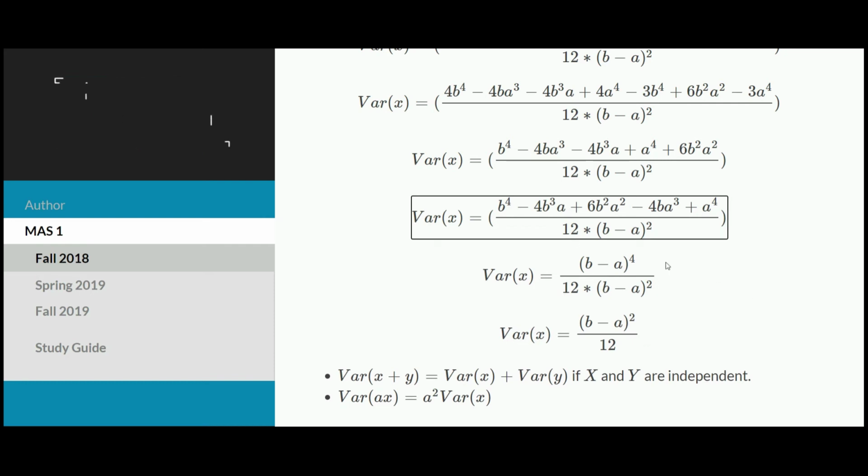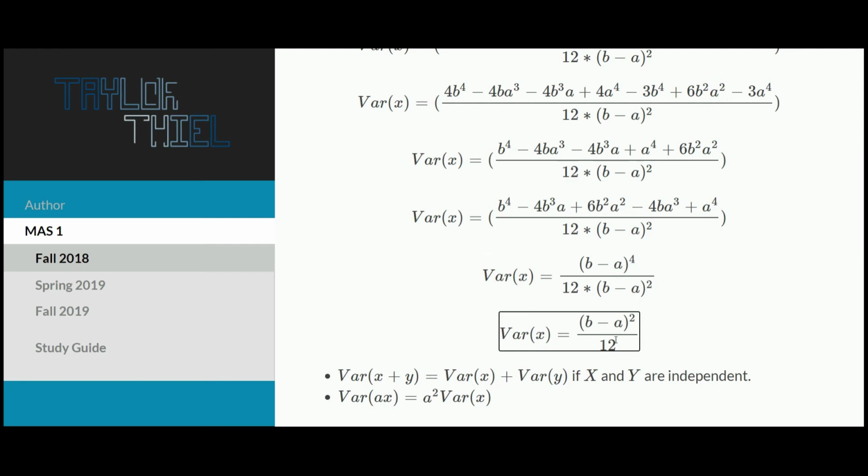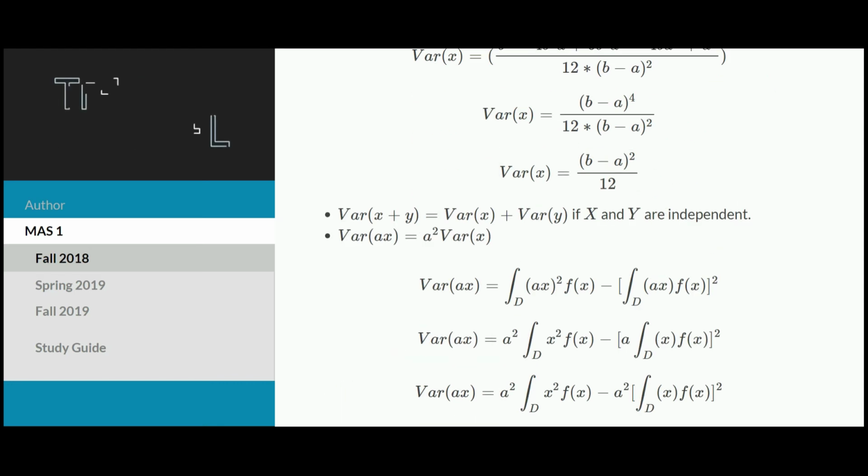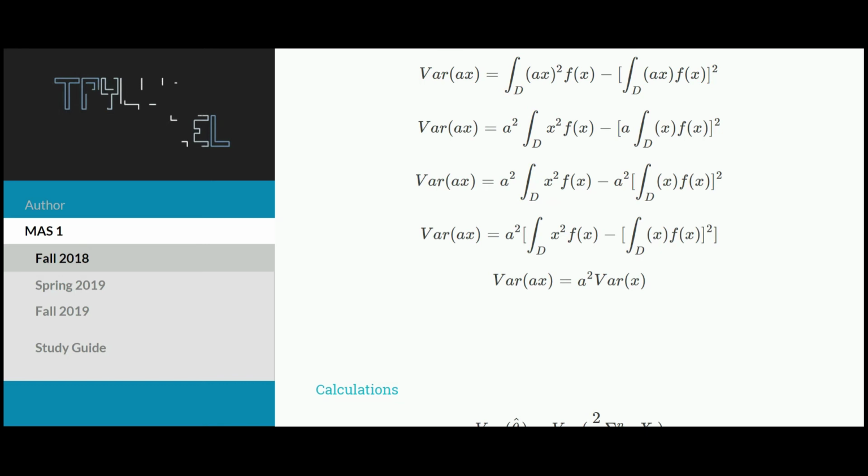And then now that we have that in the numerator, we see like terms cancel. And so all we're left with in the numerator is (b minus a)^2, and then that 12 stays in that denominator. And that's how you derive the variance of a uniform. So that's that, and that's 5 minutes you're not going to get back, so I apologize.